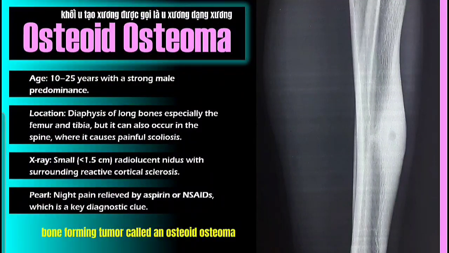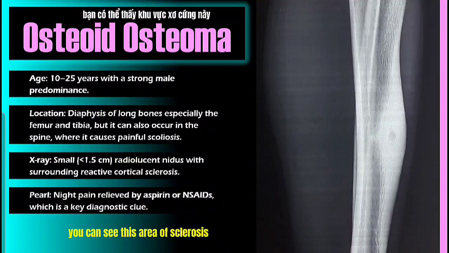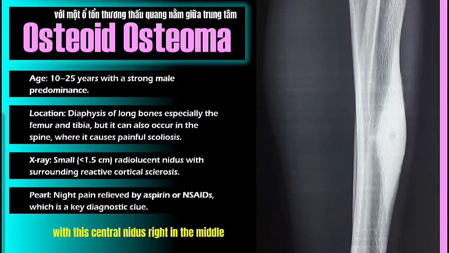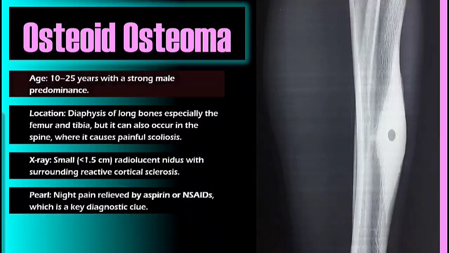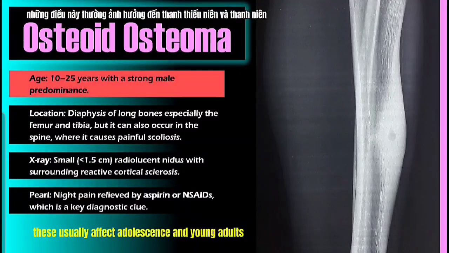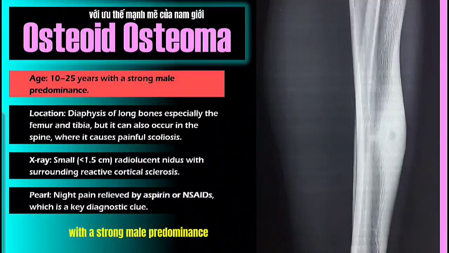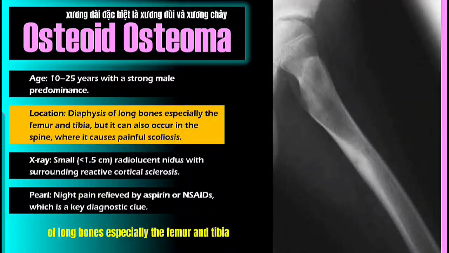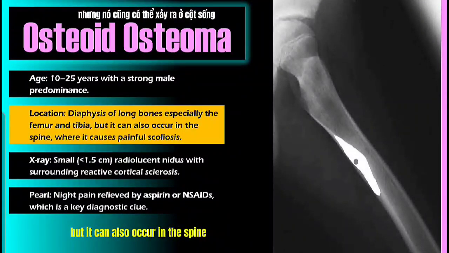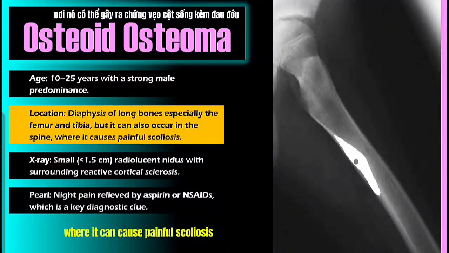So this is a benign bone-forming tumor called an osteoid osteoma. You can see this area of sclerosis with this central nidus right in the middle, and that represents the lesion. These usually affect adolescents and young adults with a strong male predominance. It is classically located in the diaphysis of long bones, especially the femur and tibia, but it can also occur in the spine, where it can cause painful scoliosis.